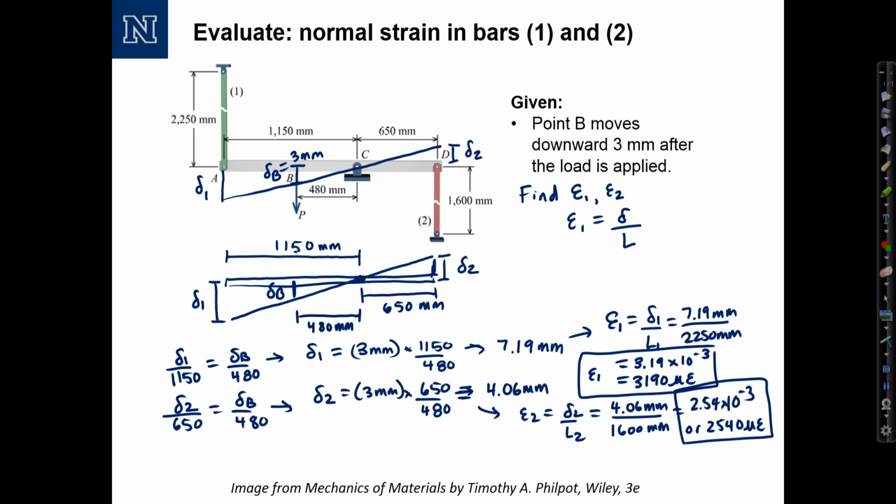Sanity check. Strains are small values. I can check the numbers based on the geometry of deformation. Delta 1 is larger than delta B, and delta 2 is a little larger than delta B, so I feel fairly comfortable with those numbers. And that concludes this example.